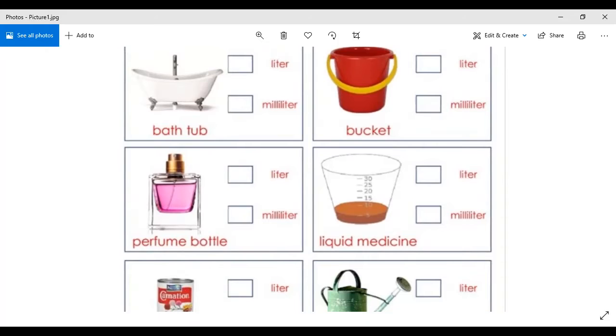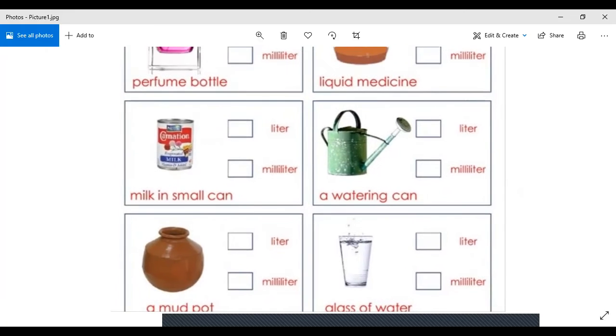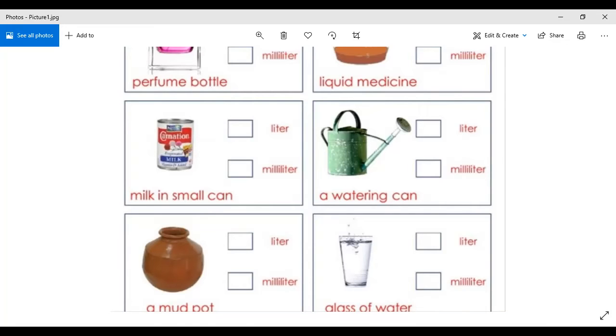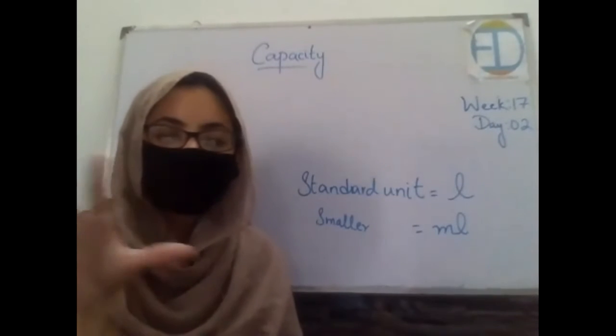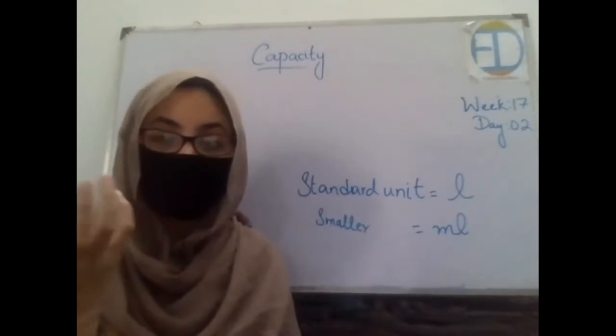Liter. Okay. For the bucket, again liter. For the perfume bottle, milliliter. Wonderful. For liquid medicine, again milliliter. Wonderful. For what we have next, okay, we have milk in a small can. We will measure it in milliliters. Then a watering can, liter. Then we have a mud pot, liters. And a glass of water, milliliter. Wonderful.